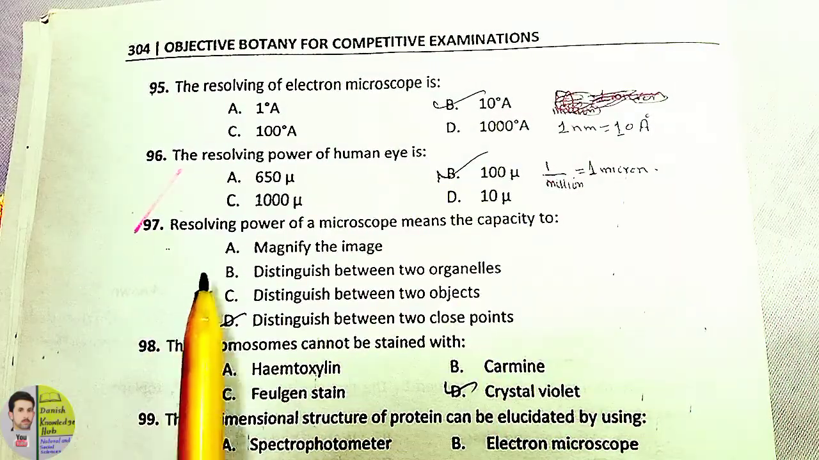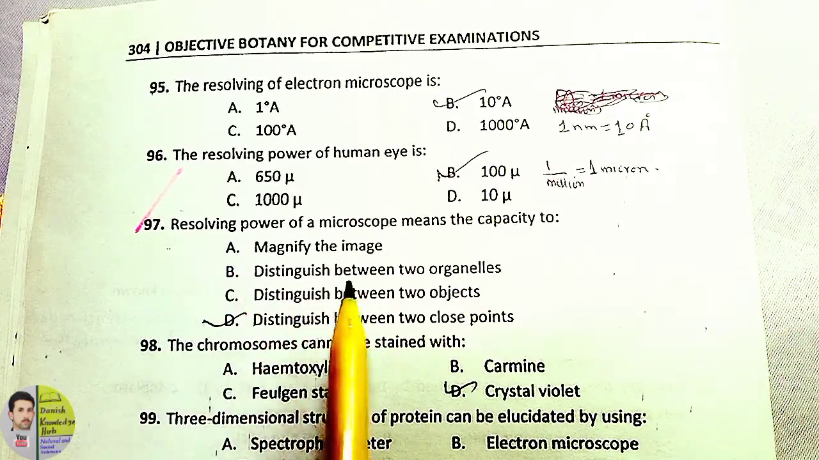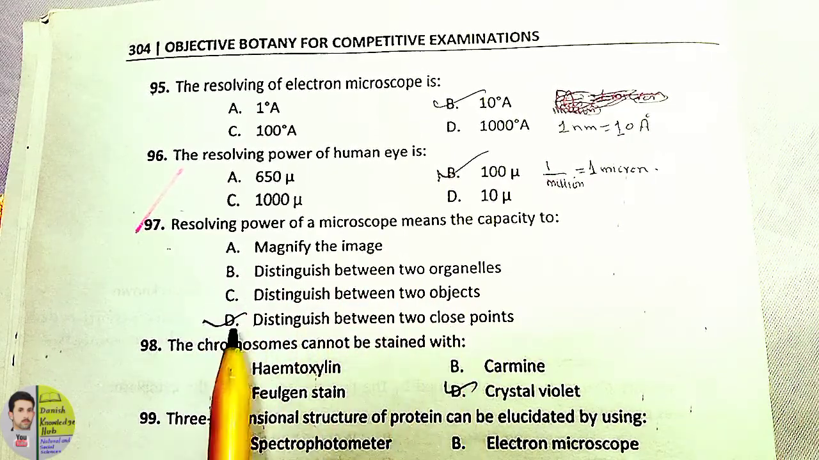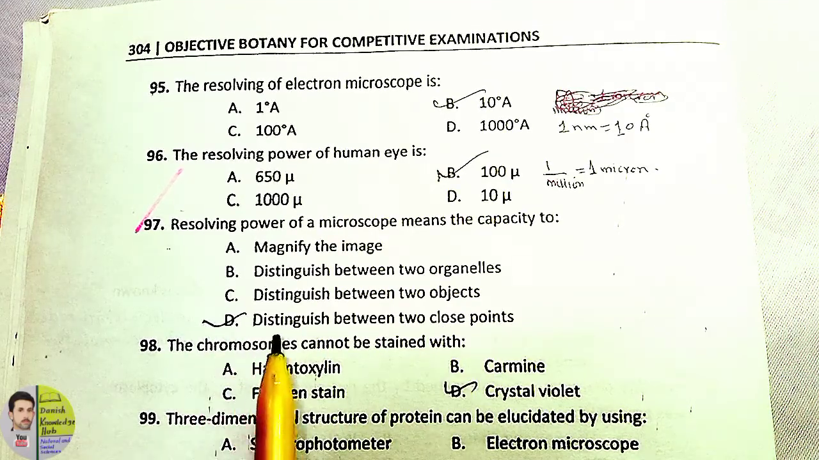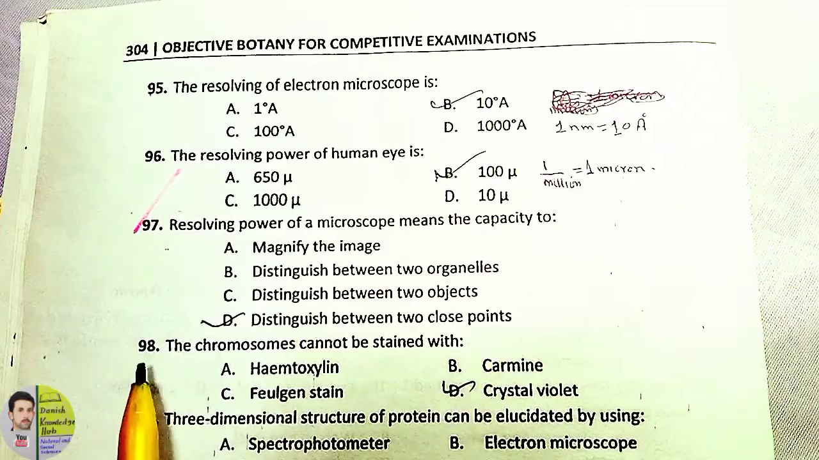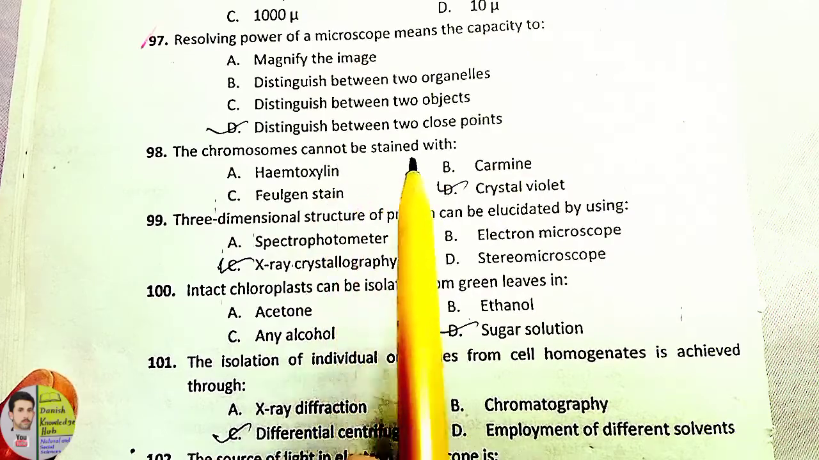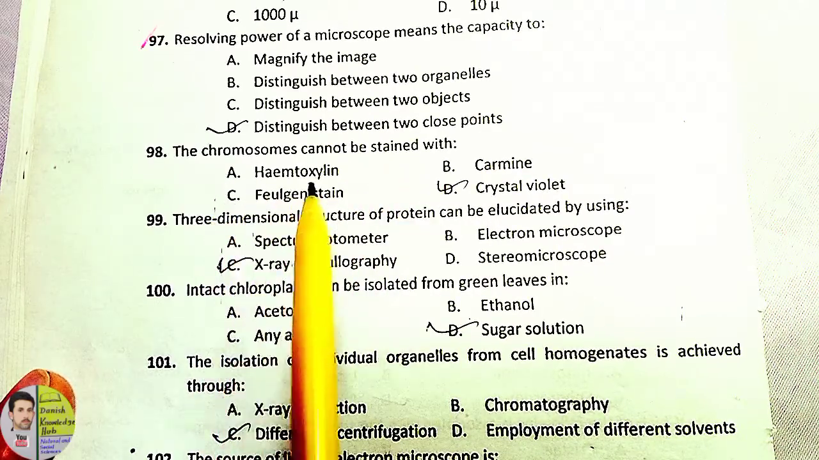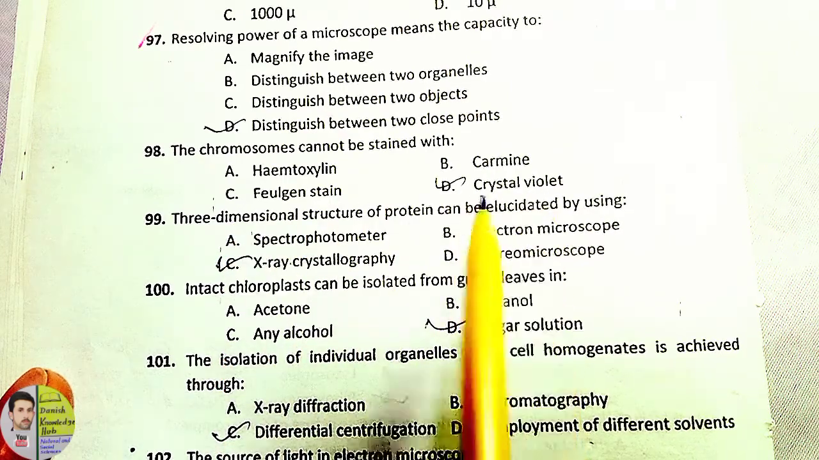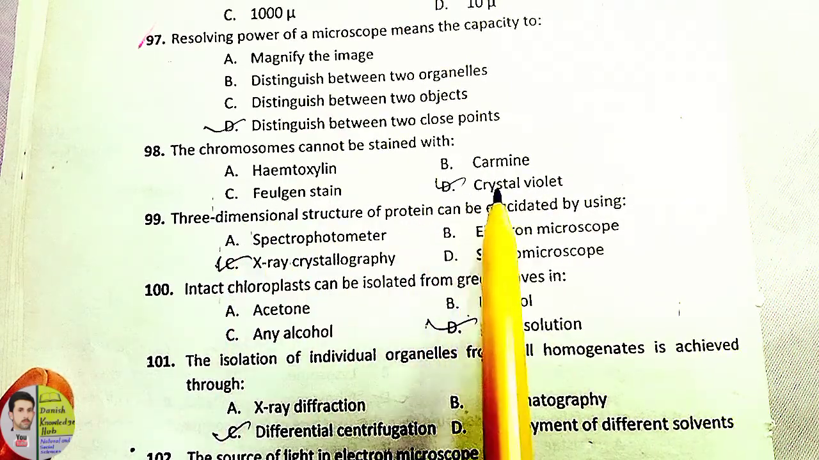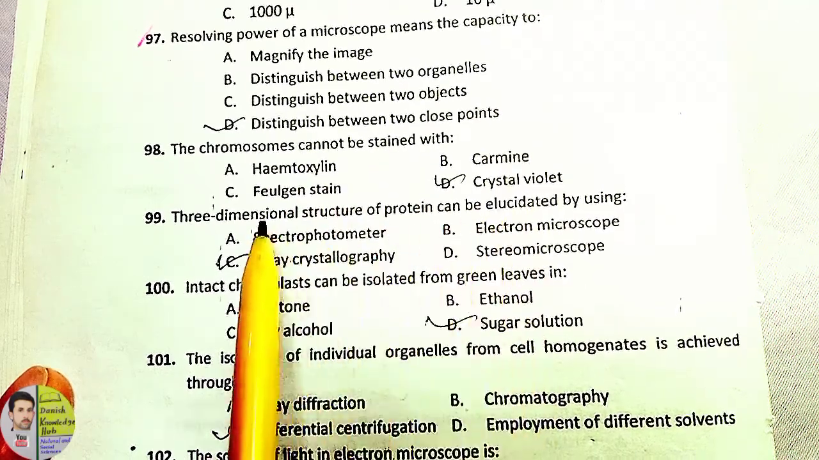97. Resolving power of microscope means the capacity to option A magnify the image, B distinguish between two organelles, C distinguish between two objects, D distinguish between two close points. So the correct option is D, distinguish between two close points. Number 98. Chromosomes cannot be stained with A hematoxylin, B carmine, C fulgen stain, D crystal violet. The correct option is D, crystal violet. Chromosomes cannot be stained with crystal violet dye.